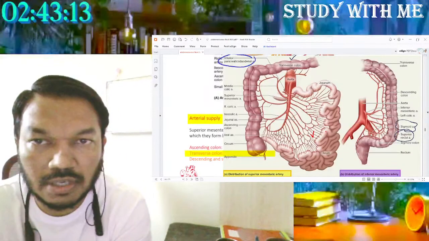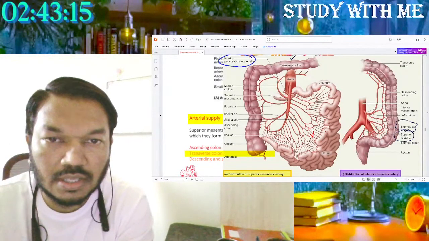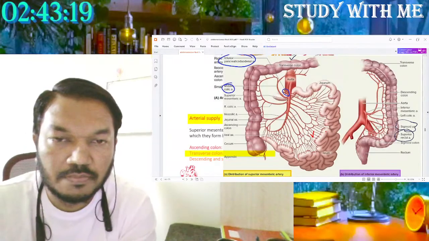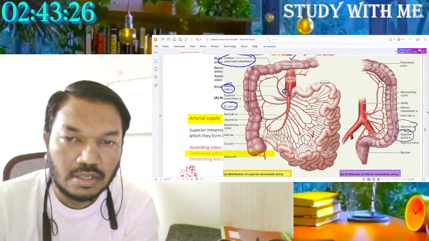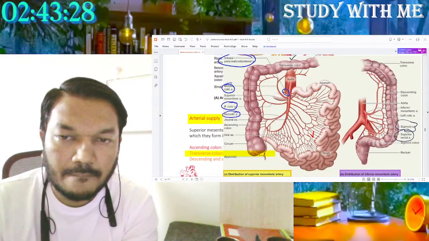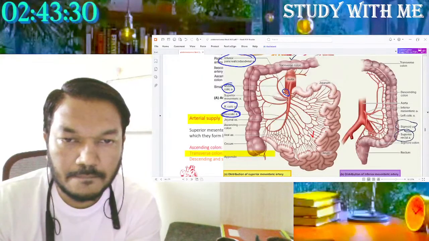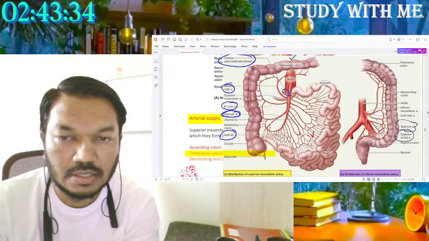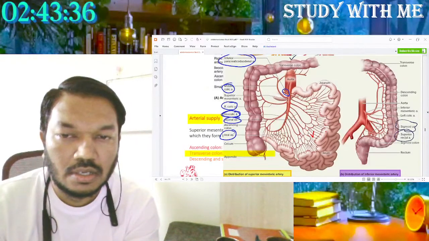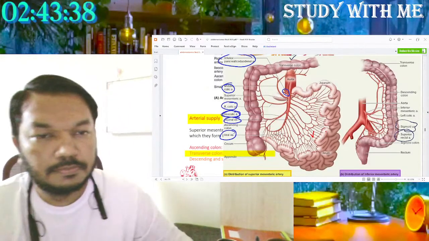First is the inferior pancreaticoduodenal artery, then the middle colic artery, then the right colic artery, then the ileocolic artery, then the ileal arteries and jejunal branches.